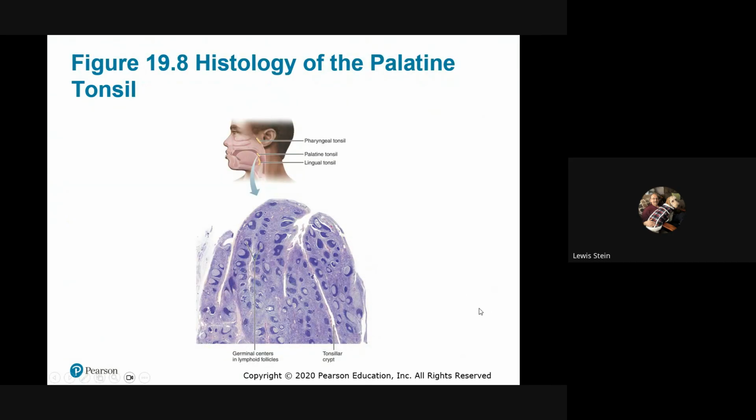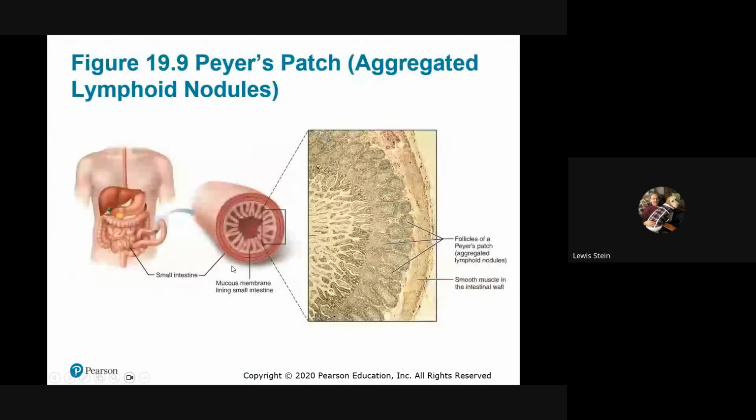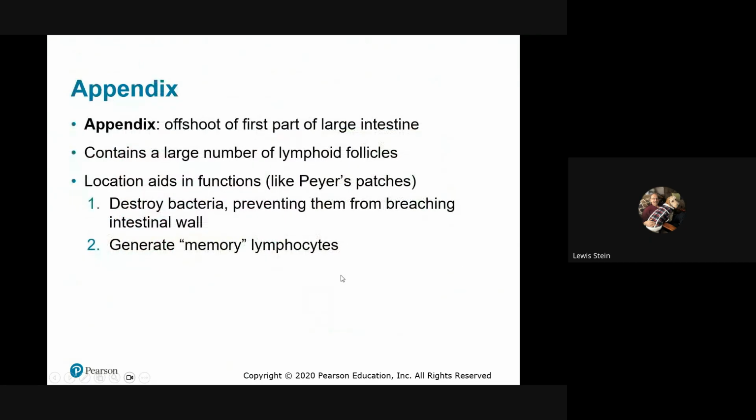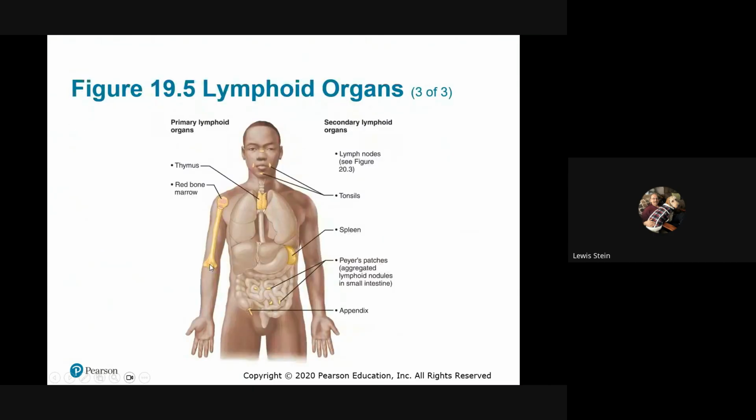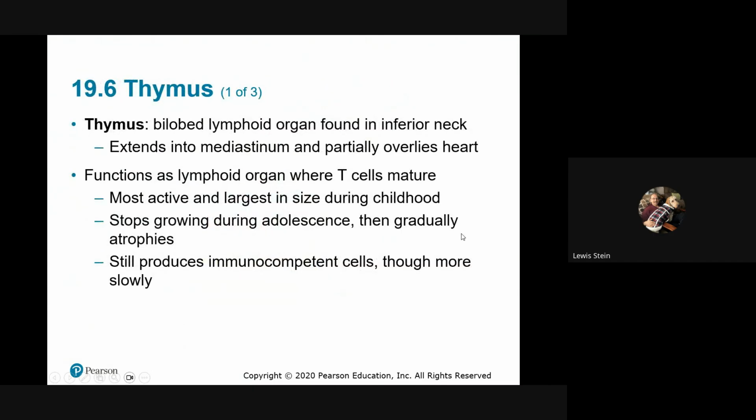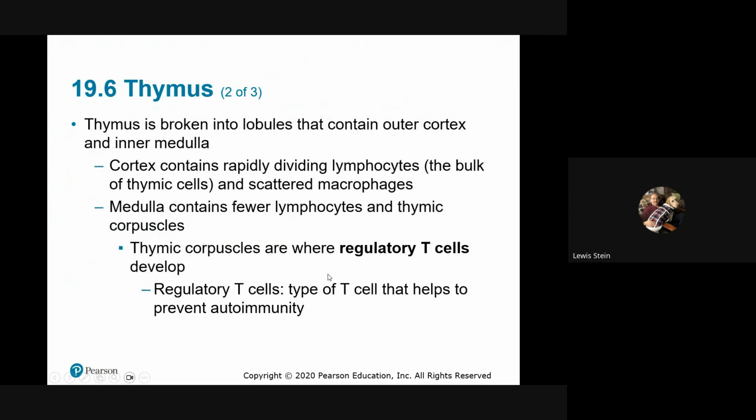Right. You can see Peyer's patches. Nothing really special here. The appendix I told you about destroys bacteria, preventing them from breaching the intestinal wall. Well, not really. Again, most of the time it's just holding on to the bacteria. The thymus is more about T cell maturity. It stops growing in adolescence, then gradually atrophies, which means shrinks. Still active and producing, size just changes.